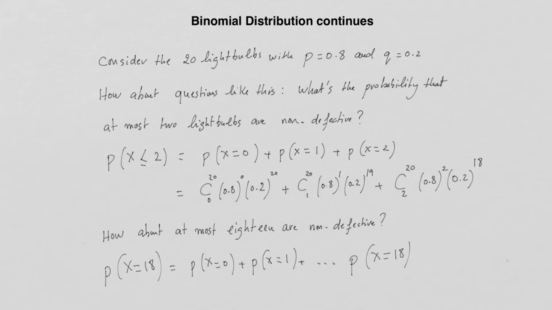I made a mistake here. I said at most 18. That means less than or equal to 18. Right? At most 18. That means either 0 or 1 or 2 or 3 all the way, or 17 or 18. And by the way, how many expressions are here? It's not 18 of them, it's 19, because you start with 0, right? If you count from 0 to 18, there are 19 expressions, and each expression is a nightmare. So you don't want to break it this way.